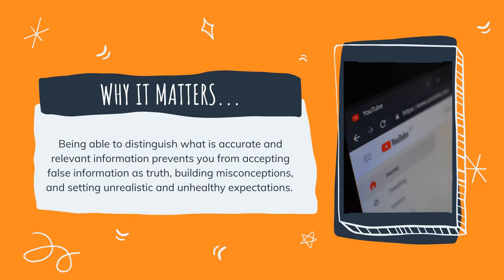So why does this matter? Well, being able to distinguish what is accurate and relevant information prevents you from accepting false information as truth, building misconceptions, and setting unrealistic and unhealthy expectations. So in terms of our well-being, this is incredibly important. We want to make sure that we have a truthful and valid understanding of every dimension of health, and specifically in terms of how our body works. We want to make sure that we are building an accurate understanding of each dimension of health, and then setting realistic and healthy expectations in terms of what it looks like to live a healthy life.